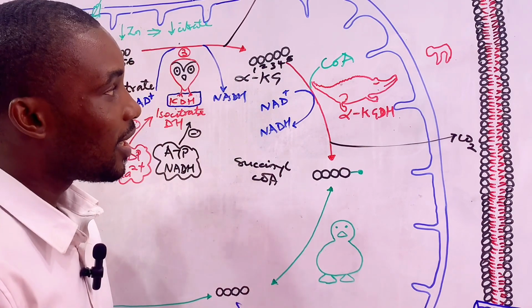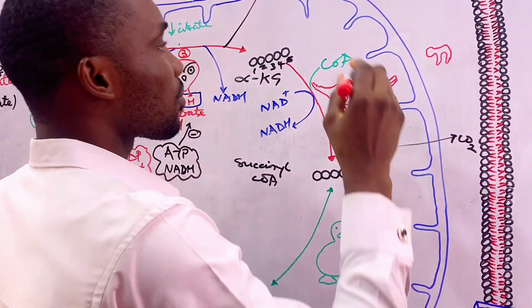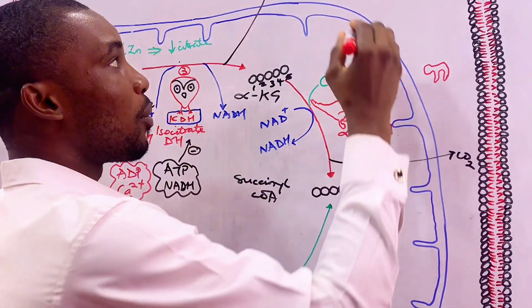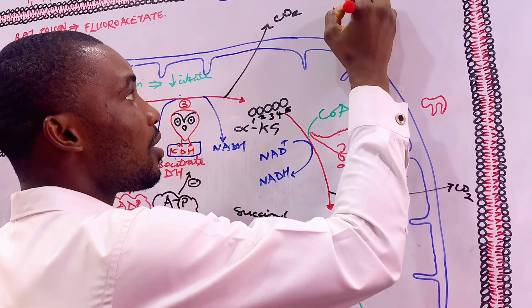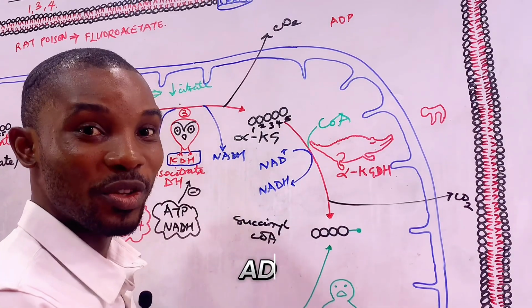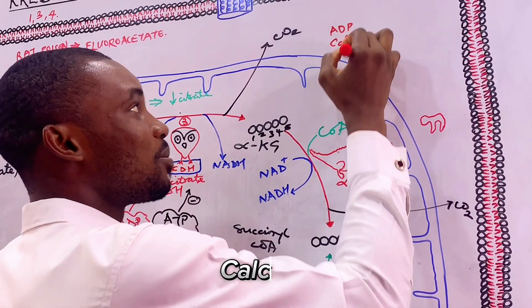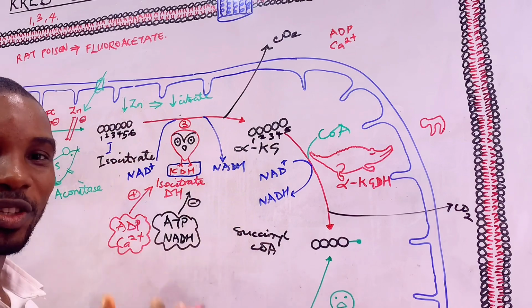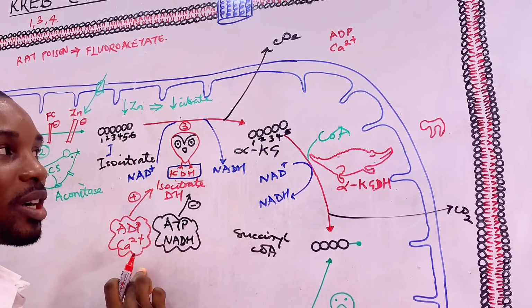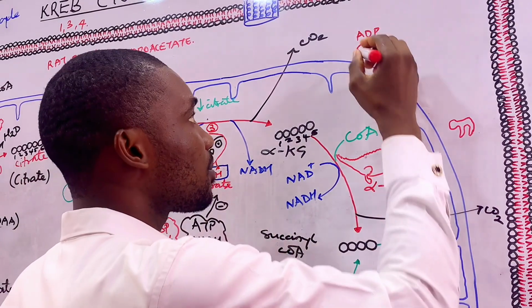Okay. Now let's talk about some activators and inhibitors of this enzyme. Our enzyme over here can be activated by ADP. Obviously, low energy state, right? What else? Calcium. Are you not happy that it's the same thing? So you don't need to bother your head. Just know that the same activators activate this one over here, right?